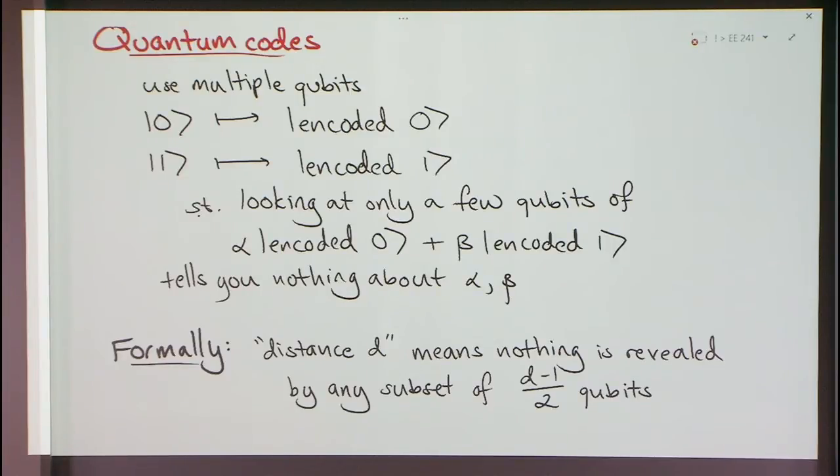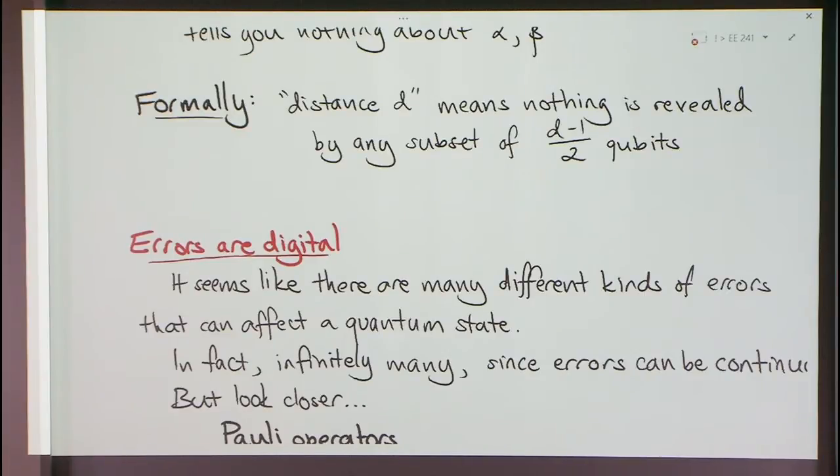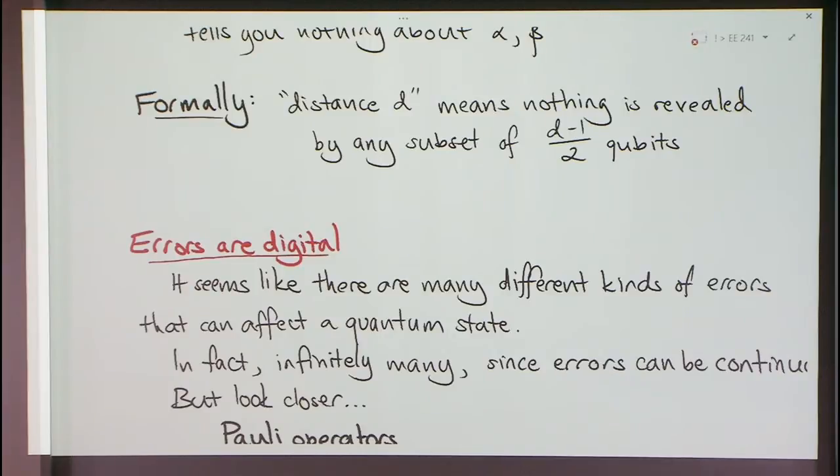A code has distance d if, looking at a subset of, say, (d minus 1)/2 qubits, no information about the encoded state is revealed. So slightly more formally, the reduced density matrix is independent of alpha and beta. And it seems like this could be difficult to achieve. I mean, the problem with quantum is that it's continuous, right? You can take alpha 0 plus beta 1, and you can rotate it just a little bit, so you get alpha prime 0 plus beta prime 1. That's a small error, and there are infinitely many ways of doing that. Everything's continuous. How do you have any hope of being able to correct against these?